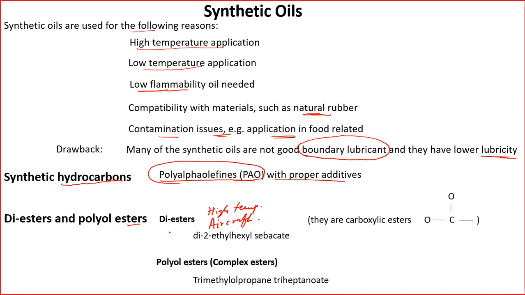And the next one is polyol esters, which are complex esters. These are also esters, and they are primarily used for aircraft. So aircraft engine lubricating oils are all esters or polyol esters, and they are very, very expensive. They can also be used in other metal processing equipment, for example, a continuous casting machine.